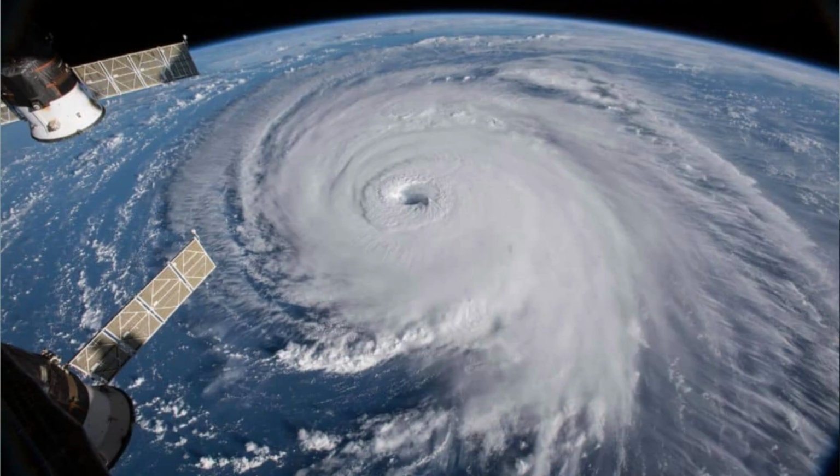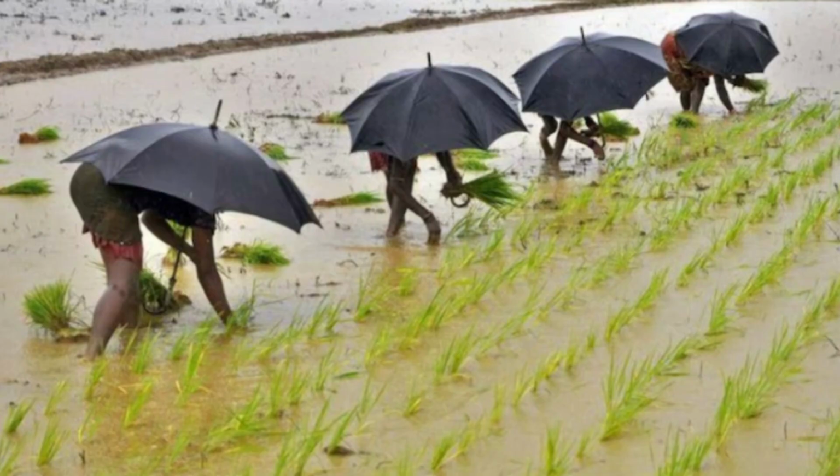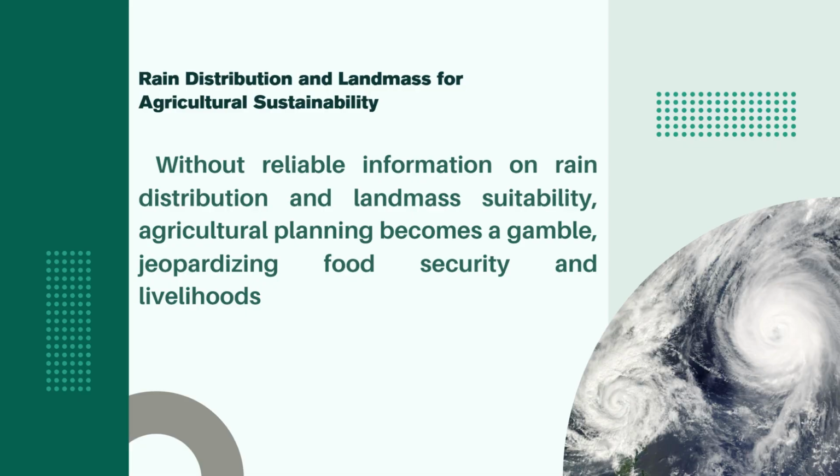The situation is further exacerbated by climate change, which disrupts traditional weather patterns and intensifies extreme weather events. Farmers in vulnerable regions face an uphill battle in adapting their practices to these evolving conditions. Without reliable information on rain distribution and landmass suitability, agricultural planning becomes a gamble, jeopardizing food security and livelihoods.